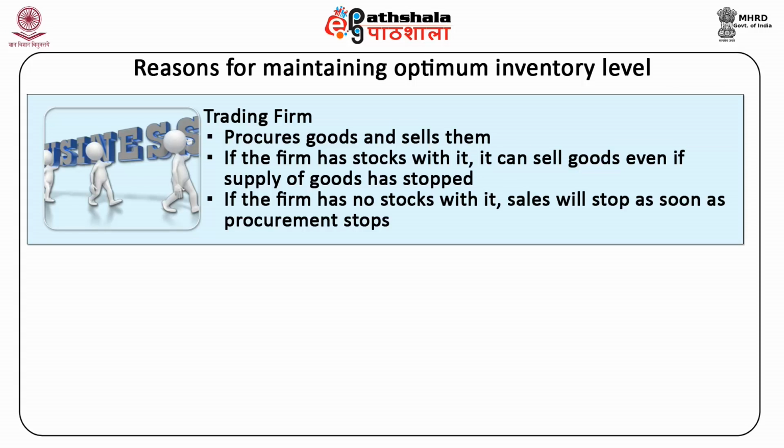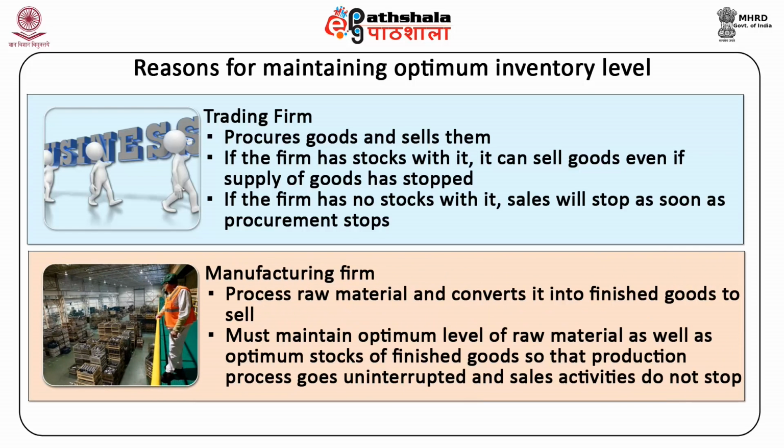market to its competitors. Similarly, if it is a manufacturing firm, it processes raw material and converts it into finished goods to sell. It must maintain optimum level of raw material as well as optimum stocks of finished goods so that production process goes uninterrupted and sales activities do not stop. In the process of manufacturing, various levels of work in progress inventories also arise.